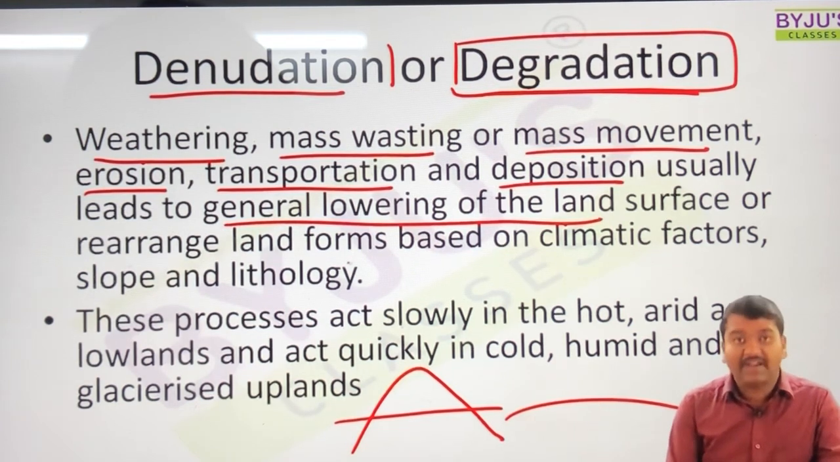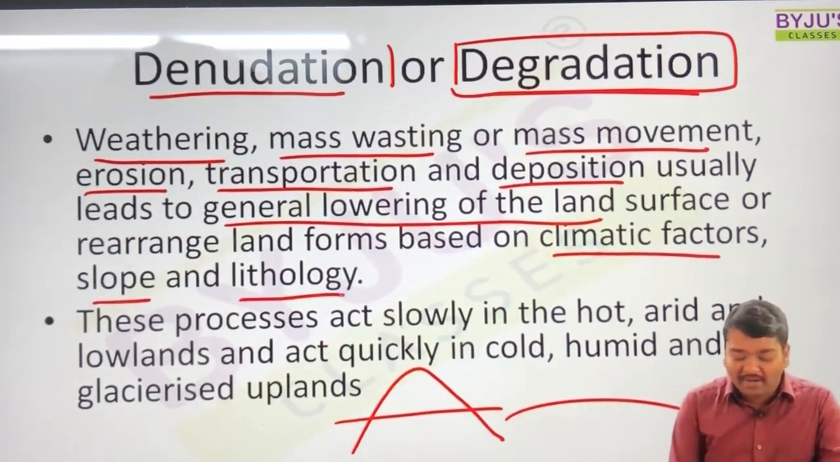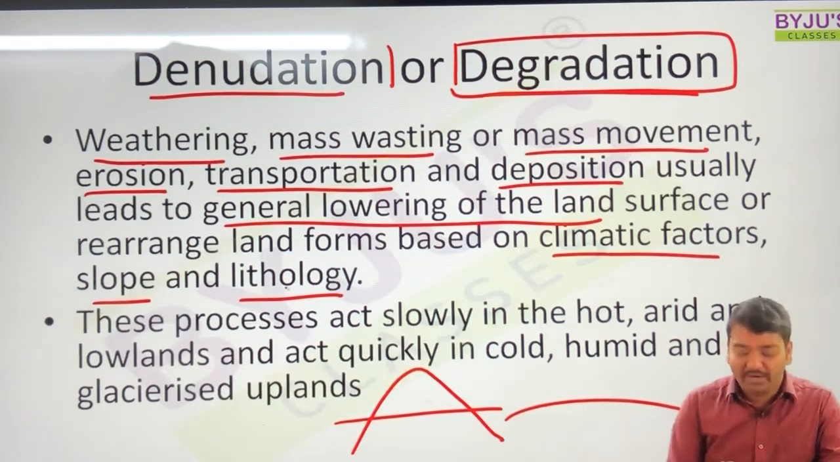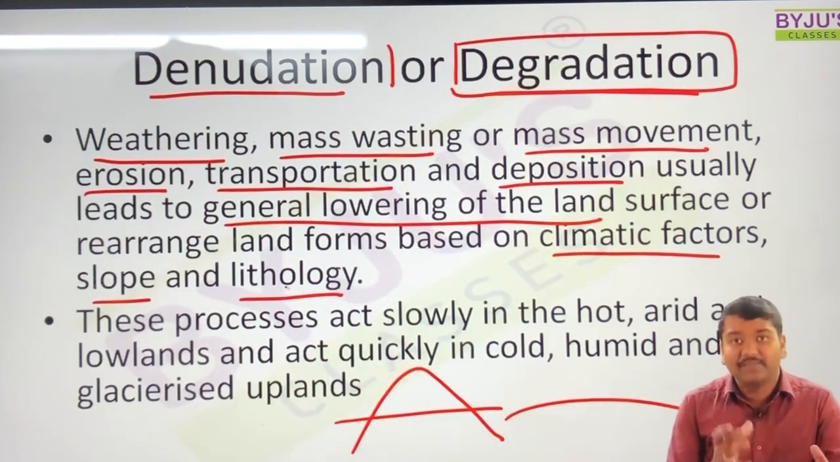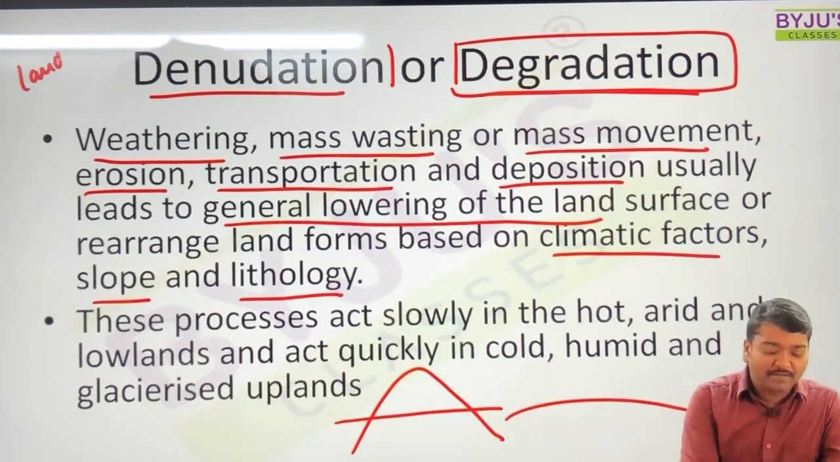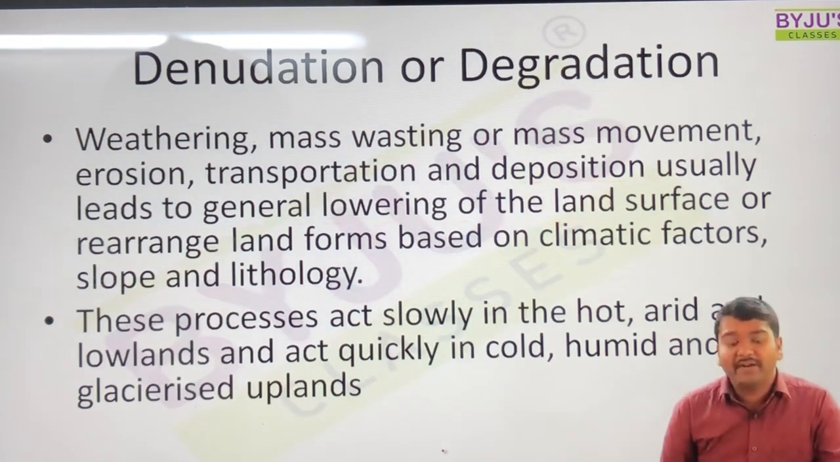Or rearranged landforms based on climatic factors, slope and lithology. That is, based on the climate, the slope and the lithology, that is, the rock structures that are present, you usually observe that the landforms, if you have mountains or waterfalls, reduce into plains. So this process is known as denudation or degradation. You may get a term in UPSC related to this, so please be careful.